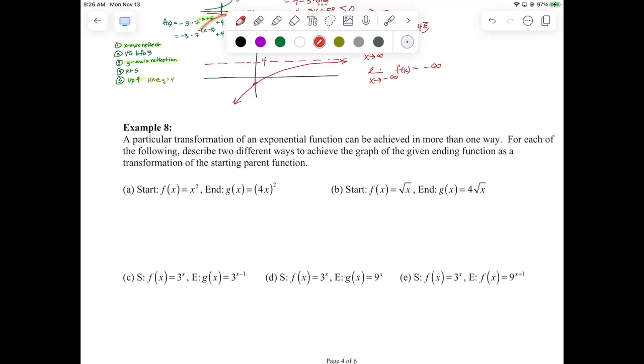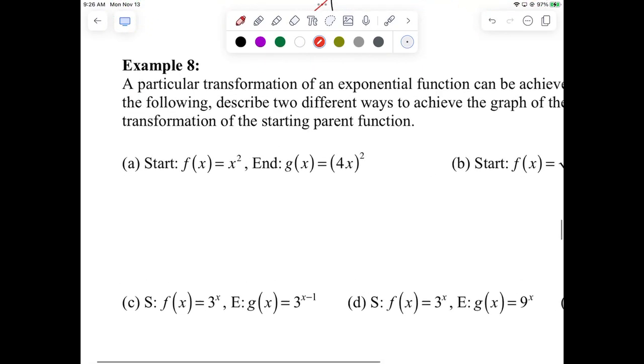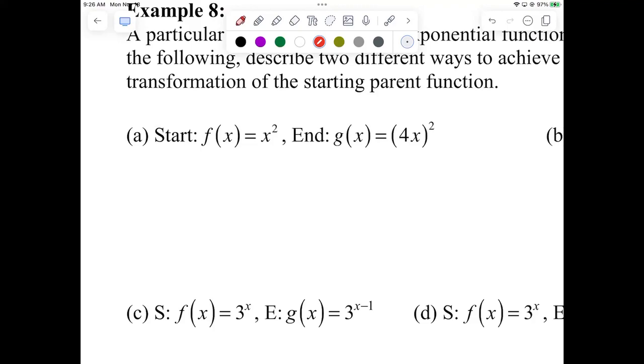Let's go ahead, and we did this earlier in the year, finding equivalent transformations for exponential functions. We did it for all kinds of functions. We did it for radical functions. We did it for many, but now we'll do it again. The following transformation of an exponential function can be achieved in more than one way. For each of the following, describe 2 different ways to achieve the graph, okay? So we are reviewing here a little bit.